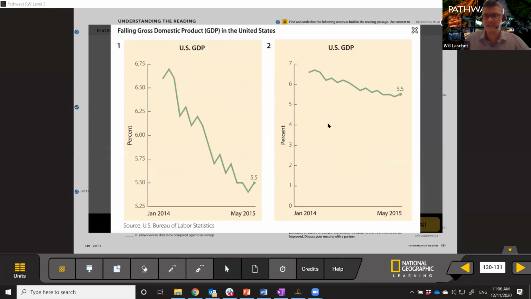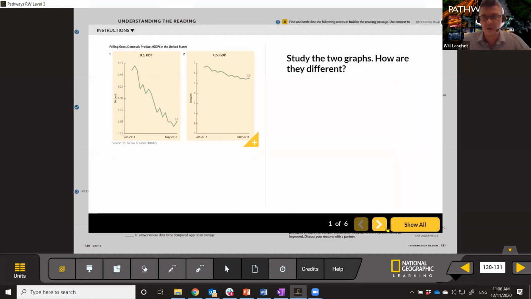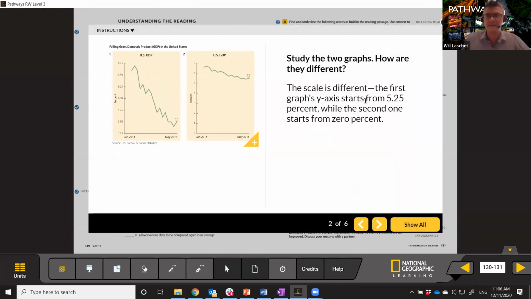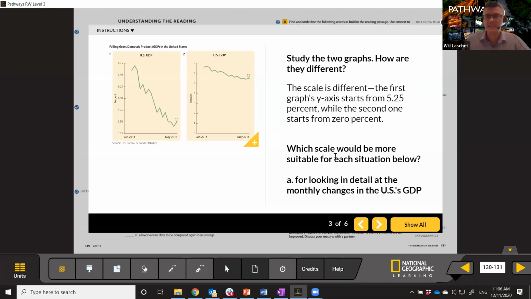And it asks us a question here. So why have we got these two different graphs? Which one is more useful? All right, so let's have a look. The scale is different. Which scale would be more suitable for each situation? If we want to look at the detail of monthly changes in the US's GDP, which one? Yes, it would be the one on the left, number 1, because the scale is bigger, so we can see more detailed information.